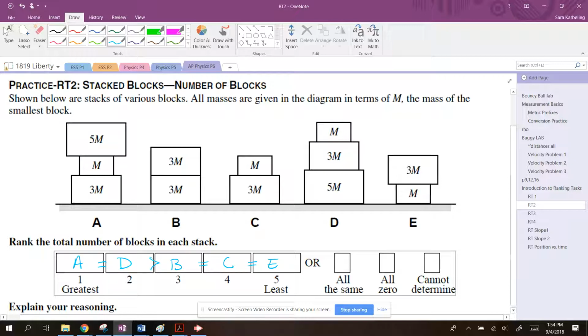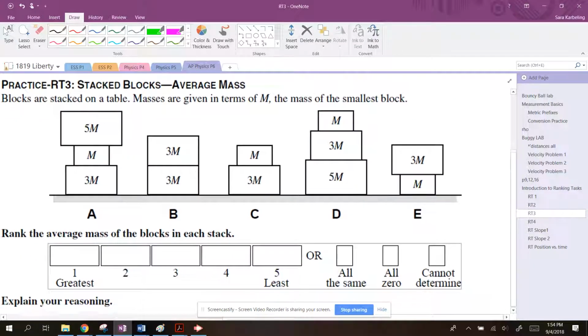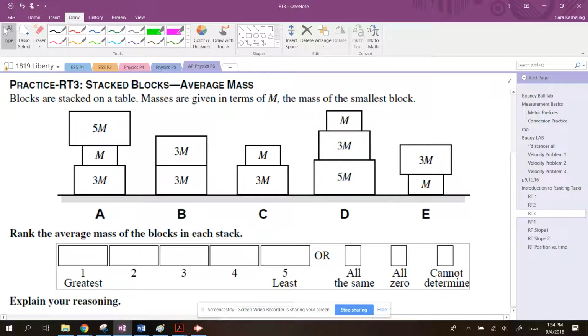Is this making sense? Ranking tasks are pretty straightforward, pretty easy, right? No problem. You don't understand? Okay. Gotta be careful, because I'm gonna take you at your word. So if you really don't understand, then I want to help you. All right. Last one with blocks, I promise.